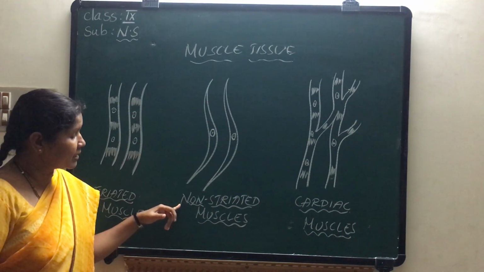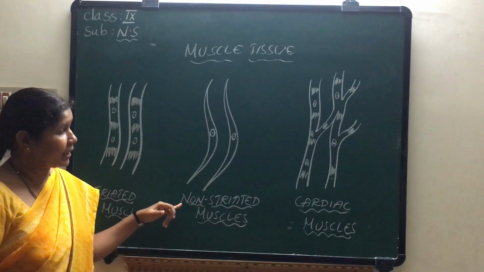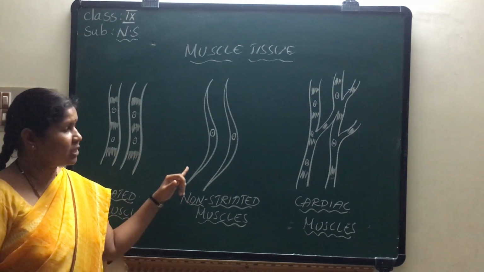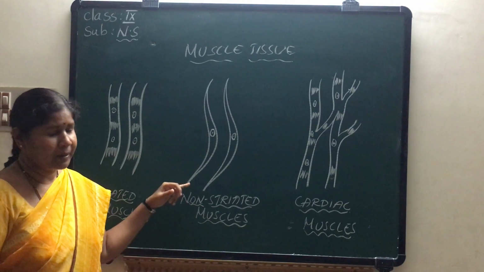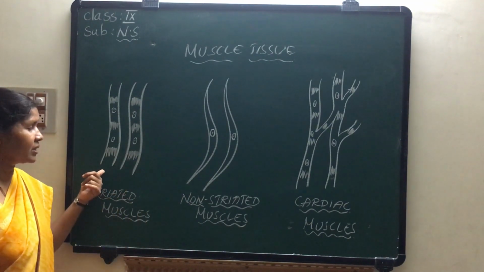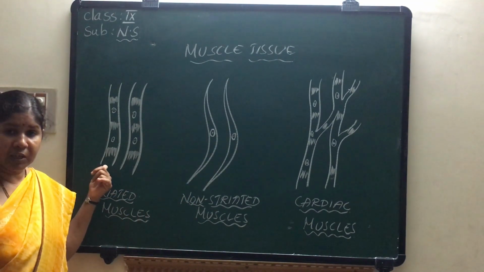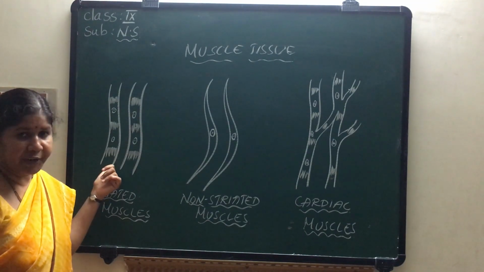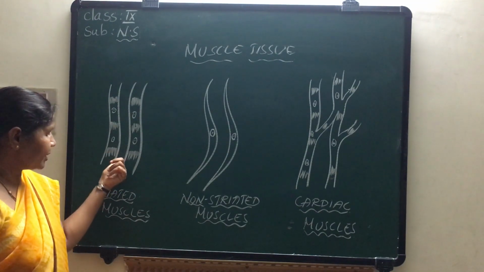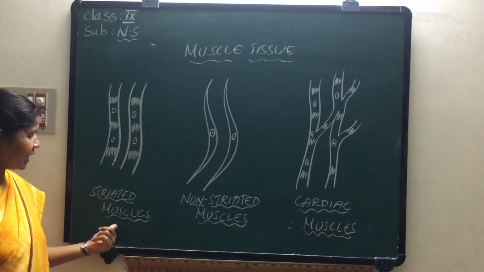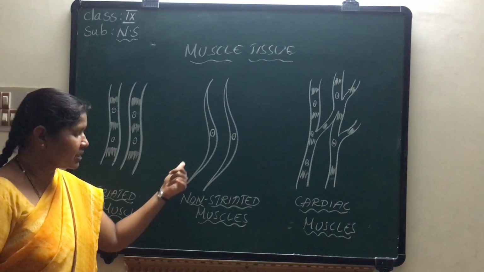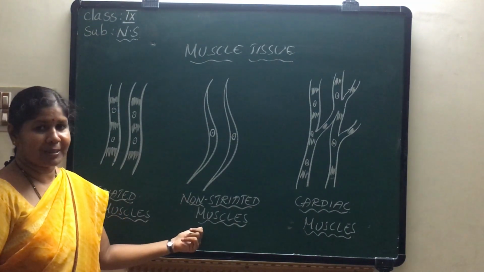They have another name, involuntary muscles. They don't work according to our will. But striated muscles work according to our will. That is why they are known as voluntary muscles. Voluntary muscles, skeletal muscles, and striated muscles. Smooth muscles, involuntary muscles, and non-striated muscles.